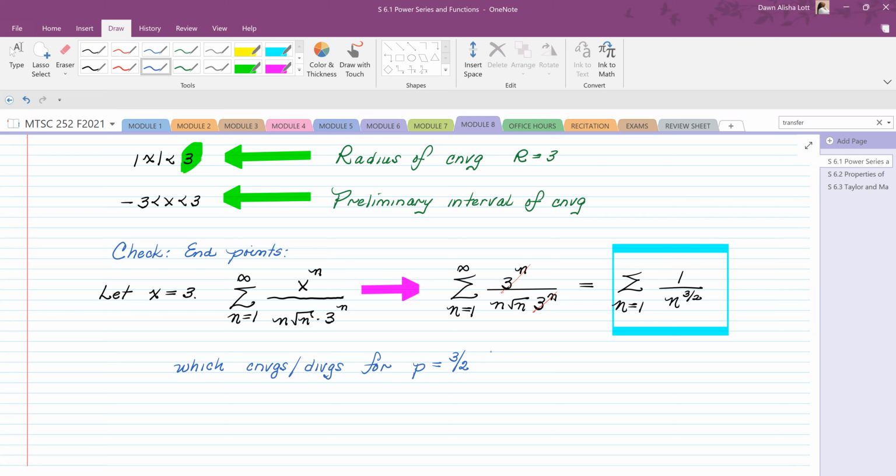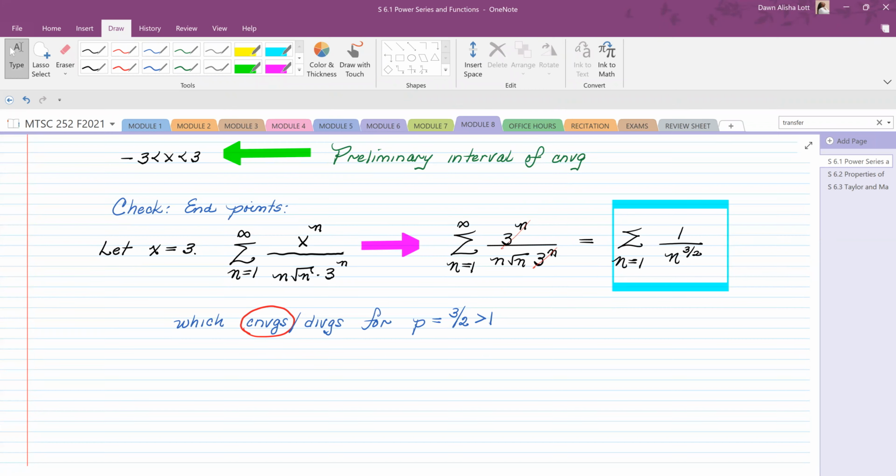P series converges when? I think it was greater than 1. Yep. Okay, so this converges for P greater than 1. So now we know that the series converges at x equals 3.